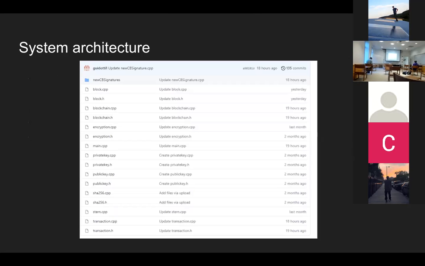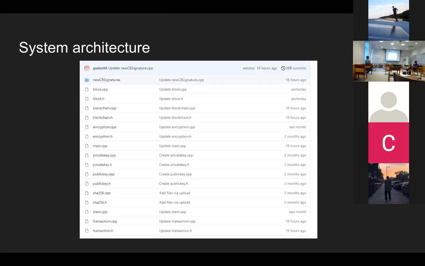This is just an overview of some of the classes, just a screenshot of the GitHub project that I have. So just going from top to bottom, like I was saying, there's the blockchain classes. I have an encryption class, which is one of the digital signature algorithms I implemented. And that one uses the private key and public key classes. There's the SHA-256, which is just the hashing algorithm that I've used.